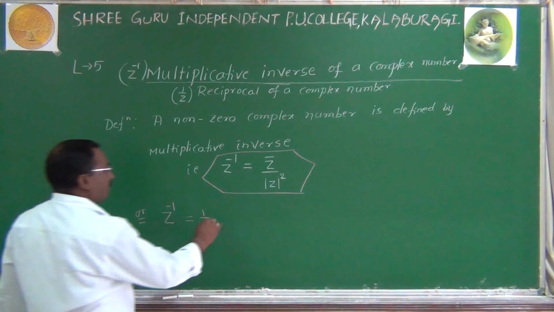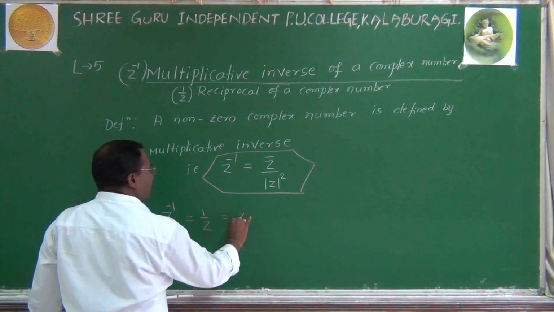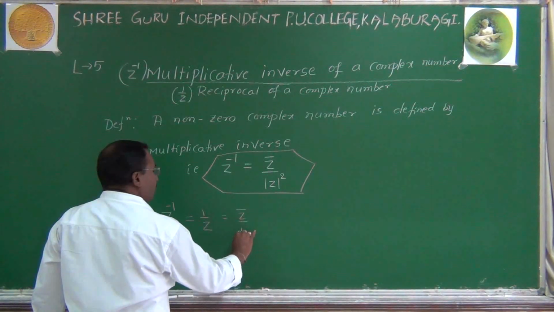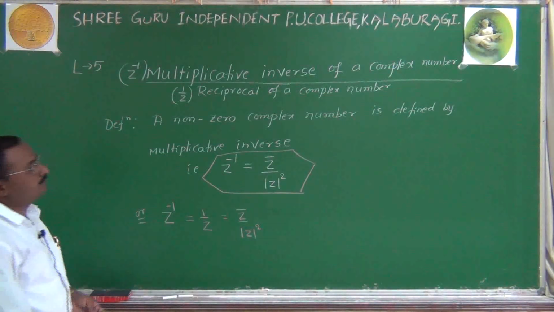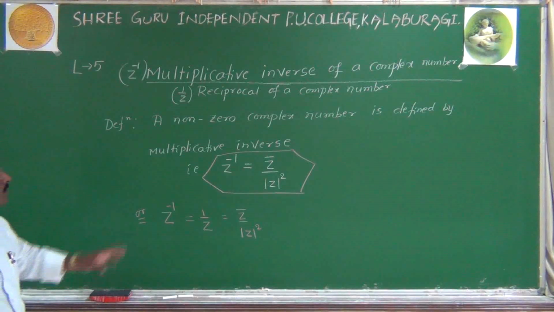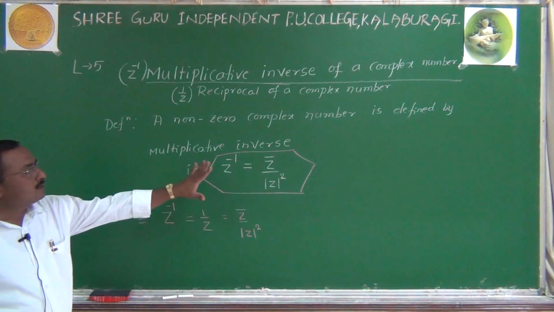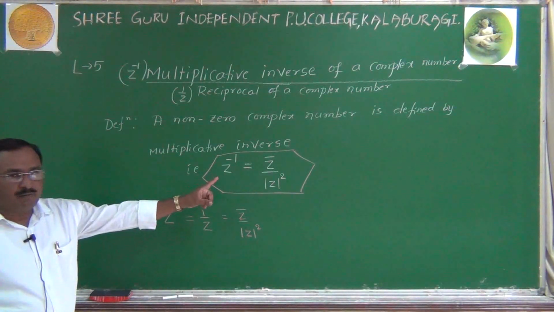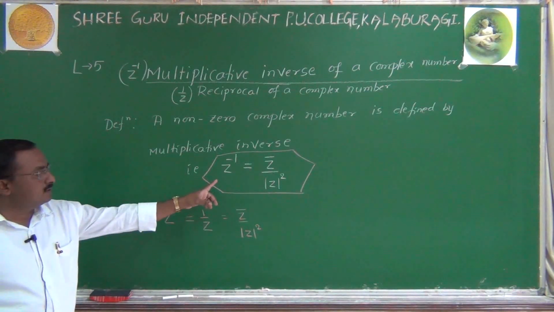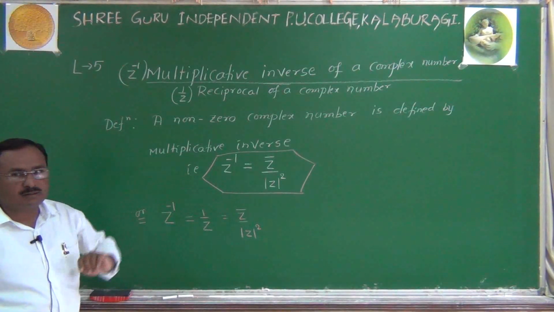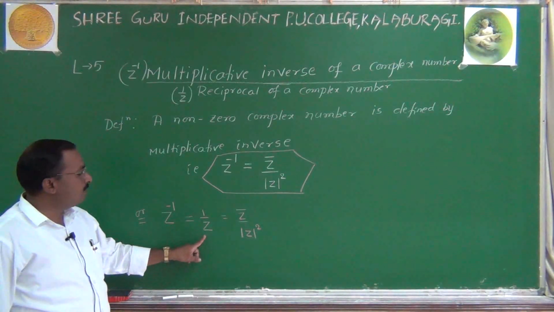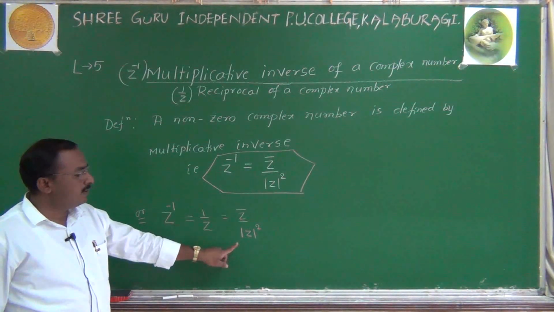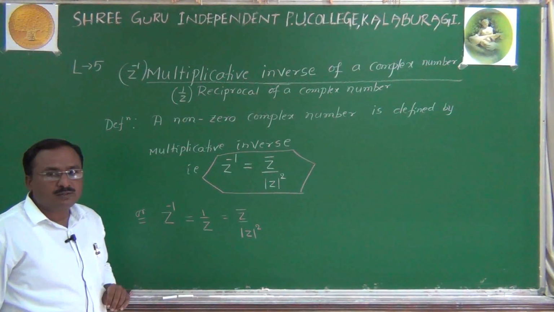That is the formula: z bar divided by modulus of z whole square. A non-zero complex number is defined by multiplicative inverse. That is, z inverse is equal to z bar divided by modulus of z whole square. Z inverse is another value, 1 by z, which is z bar divided by modulus of z whole square.